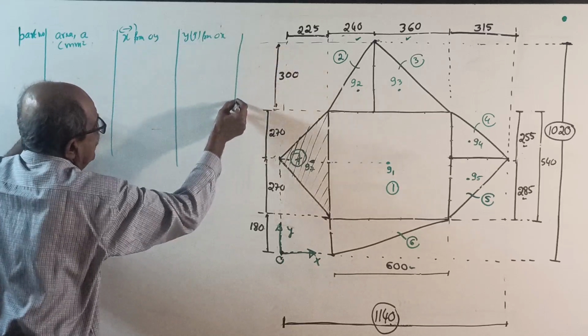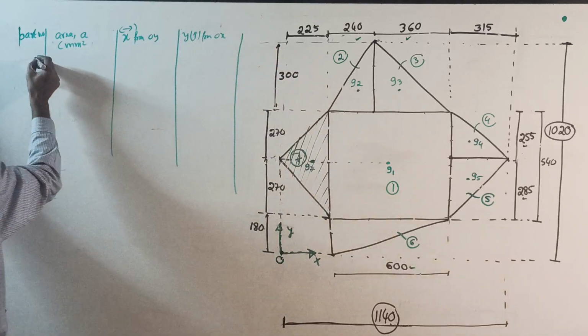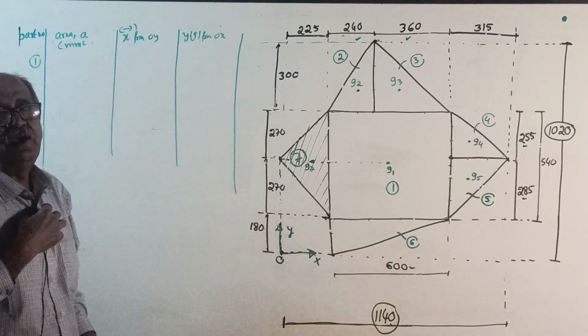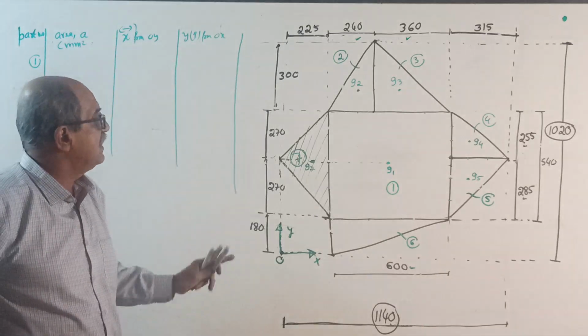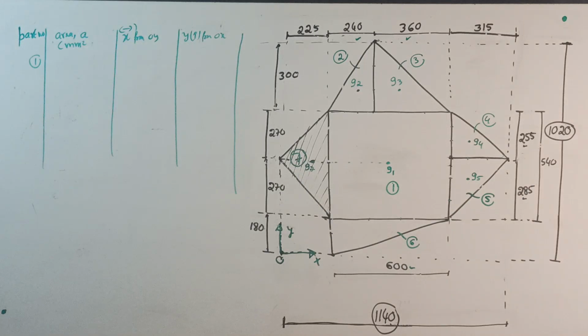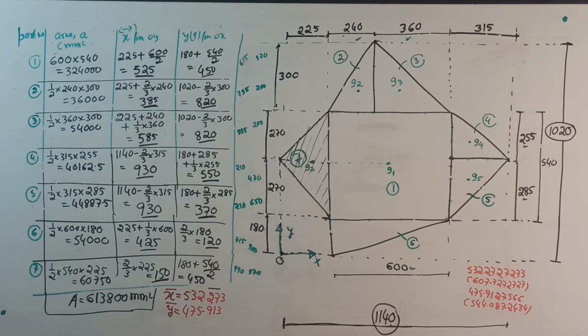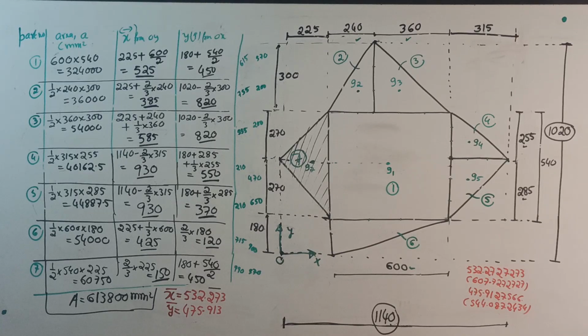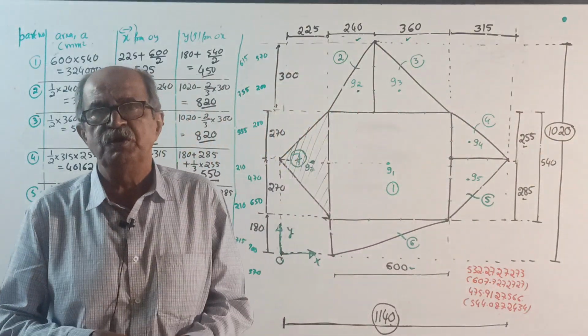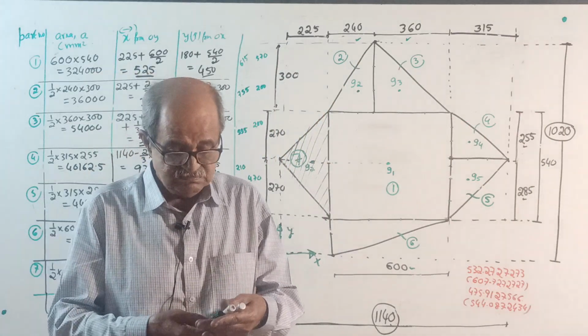Okay. You fill up this one correctly. Part 1, etc. Up to 7 you are required. Time counts, I will write and explain. Now we will start calculating x bar, y bar.